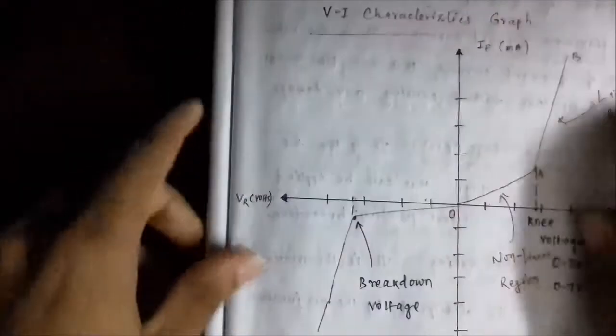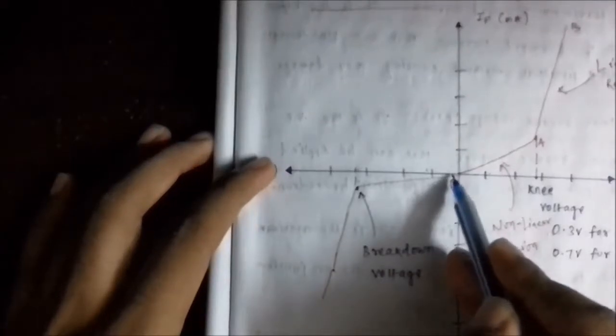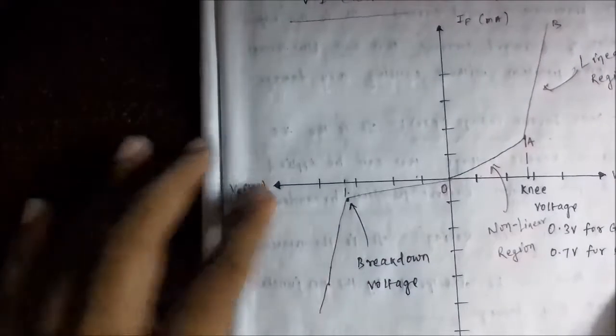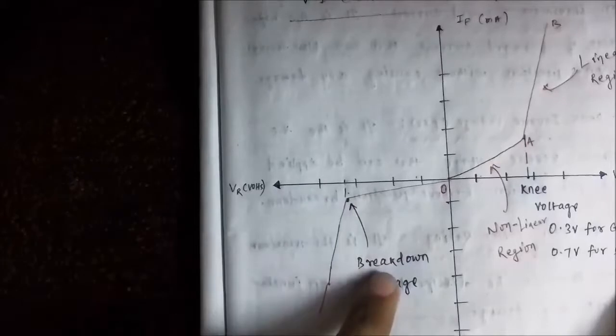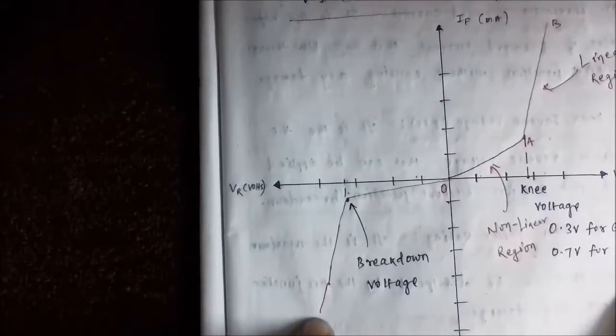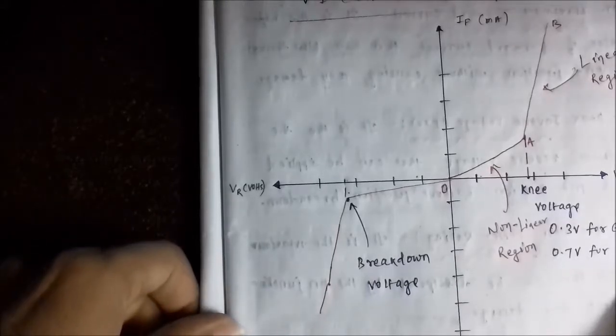Let me show you the graph again. Here, in the reverse bias condition, the voltage is kept on increasing in the negative side, but the current increase is less. At the point where the breakdown voltage is reached, there is a sharp increase in the current due to the breakdown of the junction and the knocking out of electrons due to the breakage of covalent bonds.